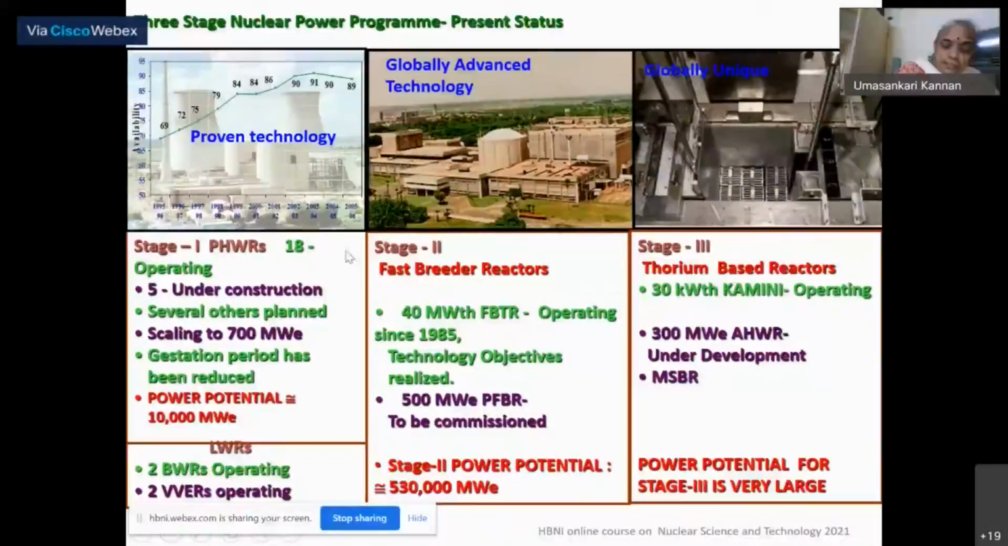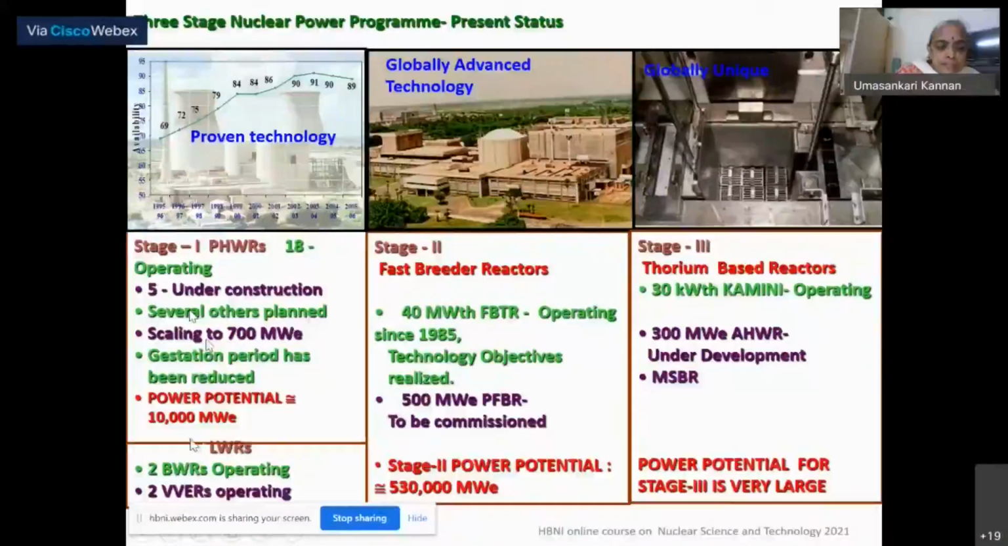One more has joined the club, which is a higher version of 700 megawatt. With the total uranium in our country, we have a potential of producing about 10,000 megawatt of electricity. That means a few more reactors can be built. Otherwise, we will have to find more and more uranium reserves from the ores in different parts of the country. Apart from this, in the first stage, we have some LWRs also operating.